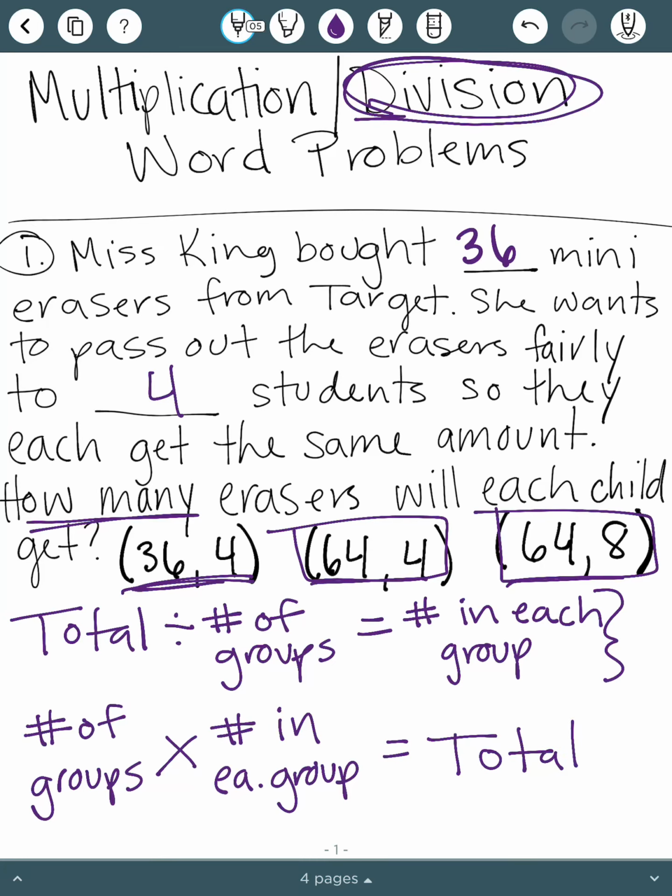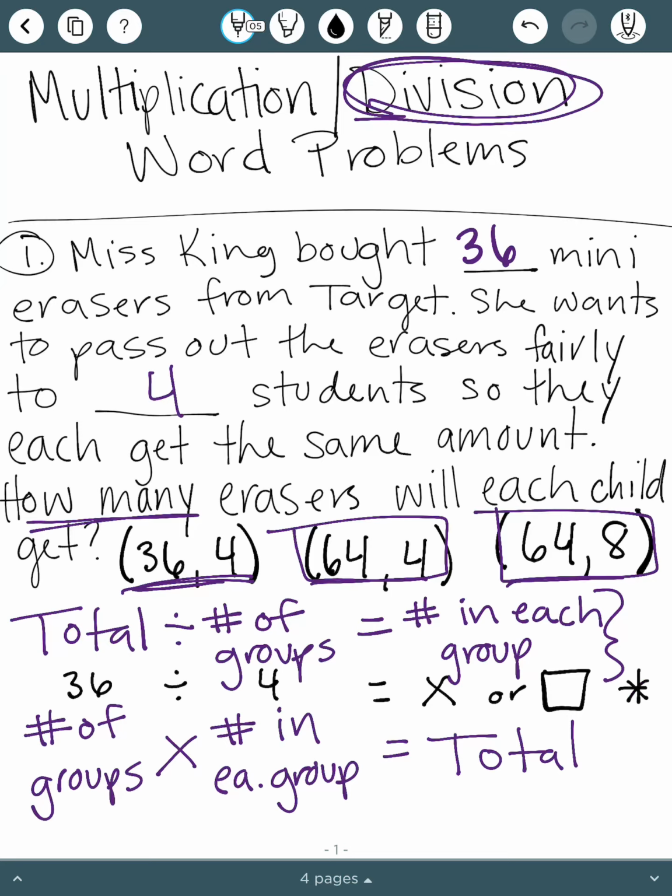So in this case, we know the total, and the total is 36. So we're going to divide that by the number of groups, which is 4 students, to get our answer, which I'm going to use x for, or they can use any unknown variable. They can also use a box, any other letter, or a question mark. We've done that many times. So this is going to be their division equation.